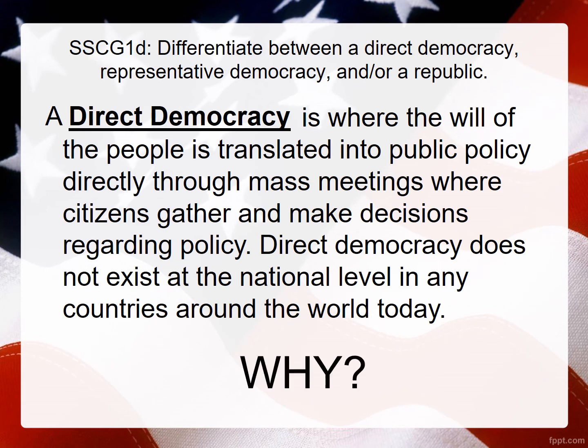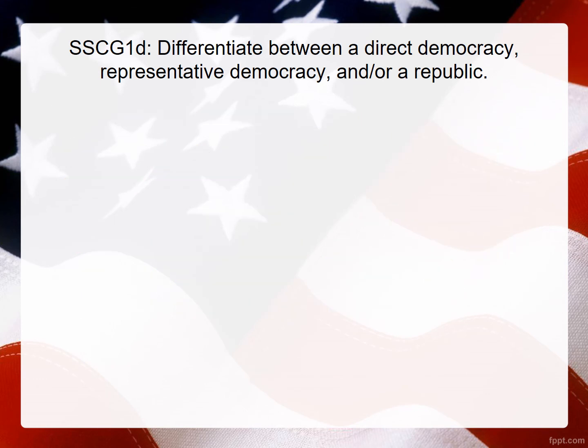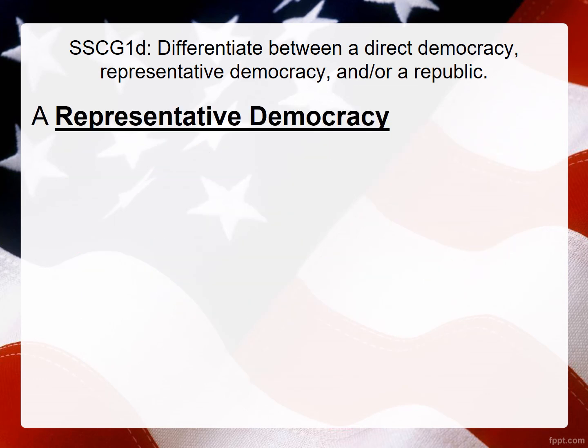And of course, why? Why do you think that's so? Yeah, we just said it. There's no way that the federal government of the United States could make all the laws for every city and every state and every county and every town in the country. It just would be impossible to do. So the next type of democracy is a representative democracy.